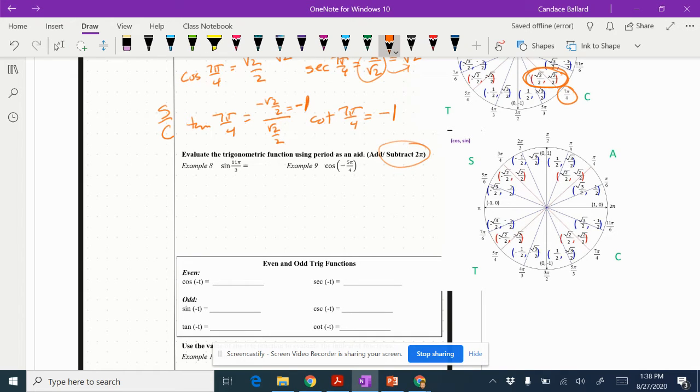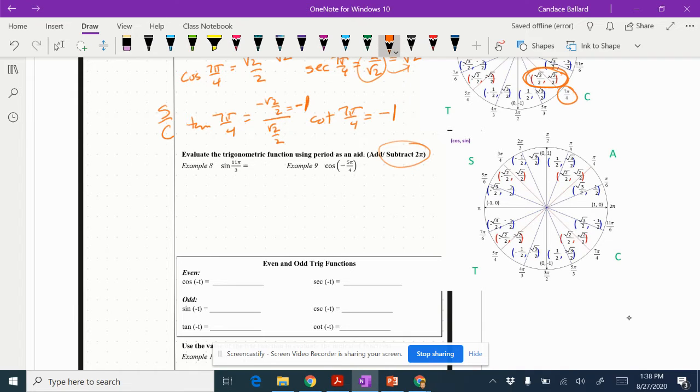It says using period as an aid. We won't see a lot of this in the calculus realm, but you might still see some of it in your assignments until we get to the calculus stuff. So 11 pi over 3 again. We can count the wedges, but I'm going to go ahead and subtract 2 pi.